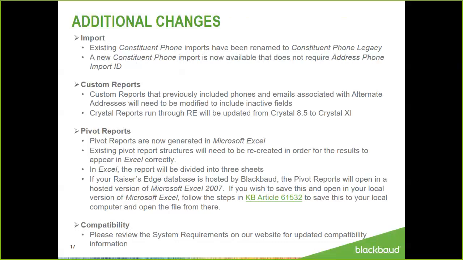If Blackbaud hosts your Raiser's Edge database, the pivot reports will open in a hosted version of Excel 2007. If you wish to open this in your local version of Excel, follow the steps in Knowledge Base article 61532 to save this to your local computer and open the file from there. Lastly, please be sure to check the system requirements on our website for updated compatibility information.